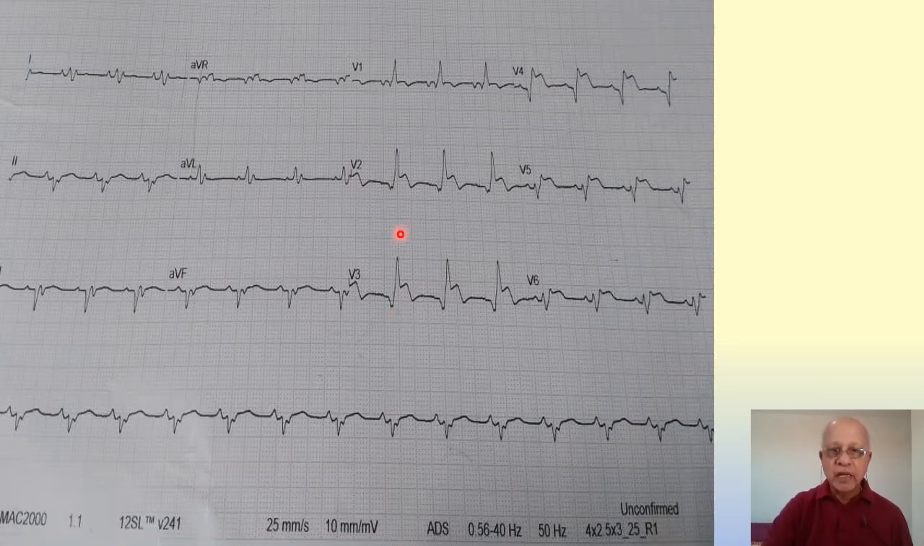This is shown by the ST elevation and the T being upright. It is not inverted yet. And the ST is also not coved. It is concave upwards.